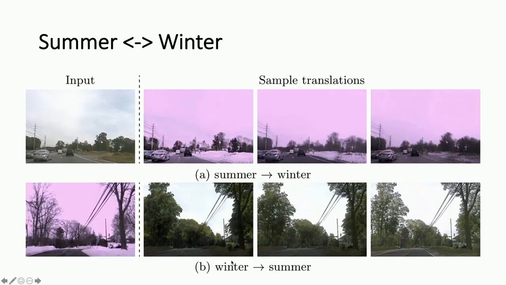We also try to translate between summer images to snow images. And for example, we can get snow winter images with different amount of snow, or summer images with different amount of leaves.